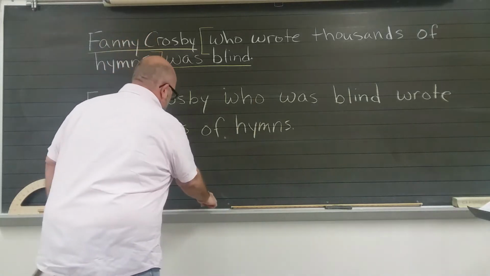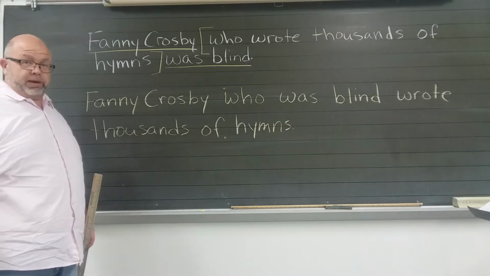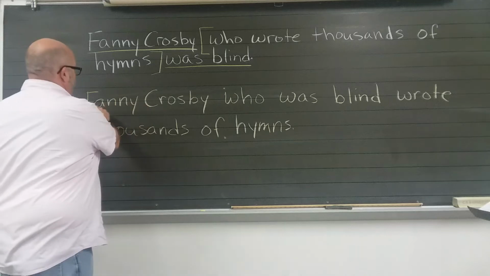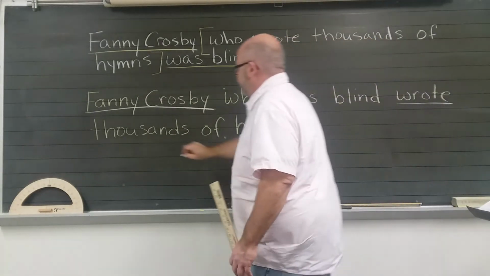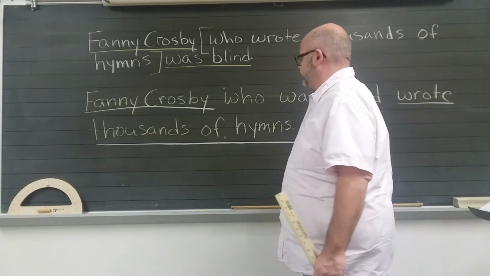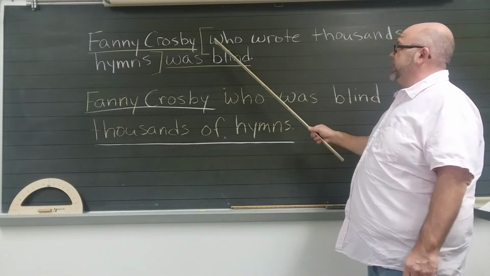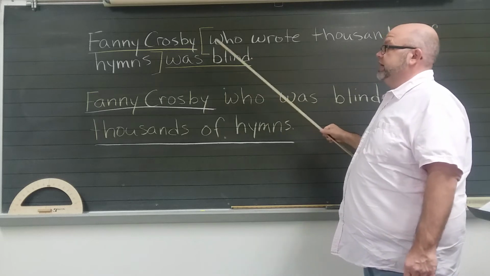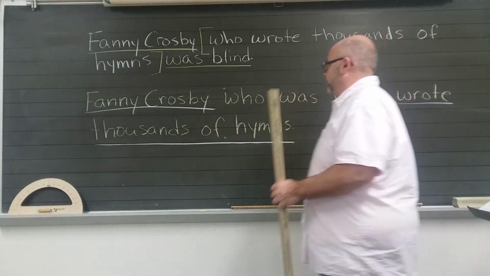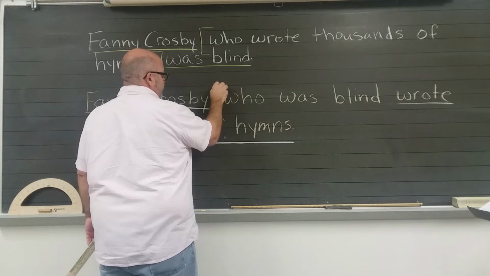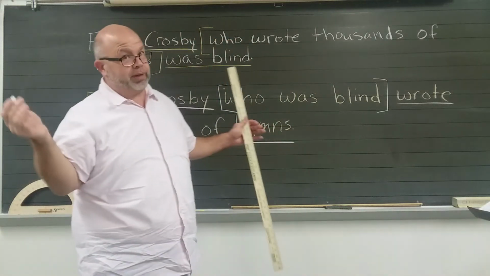Now in this one, on the bottom sentence, Fanny Crosby, who was blind, wrote thousands of hymns. What is the independent clause here? Fanny Crosby wrote thousands of hymns. All right, so we have that now as our emphasis. Here we have the emphasis that Fanny Crosby was blind. Here the emphasis is Fanny Crosby wrote thousands of hymns. And then we have the subordinate clause or the dependent clause, who was blind. That's just adding interesting information about Fanny Crosby.